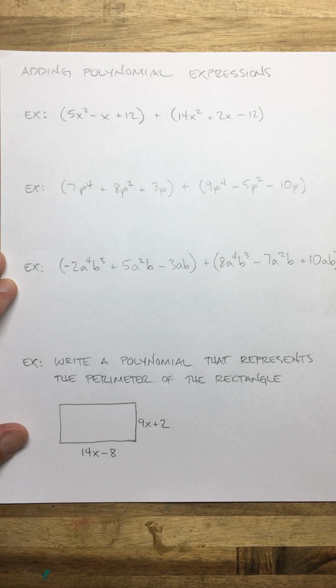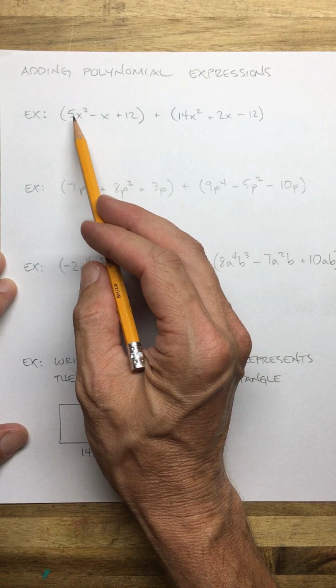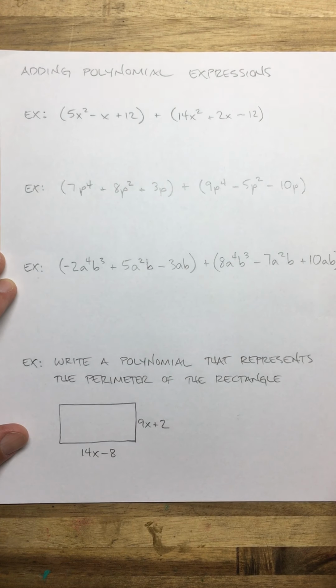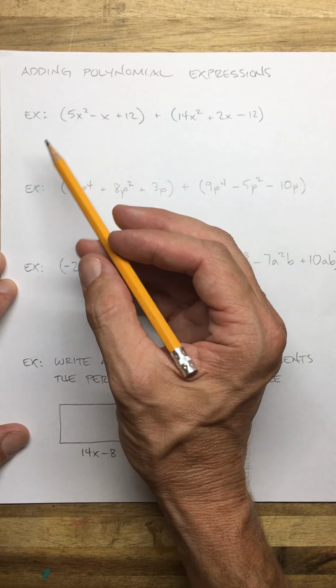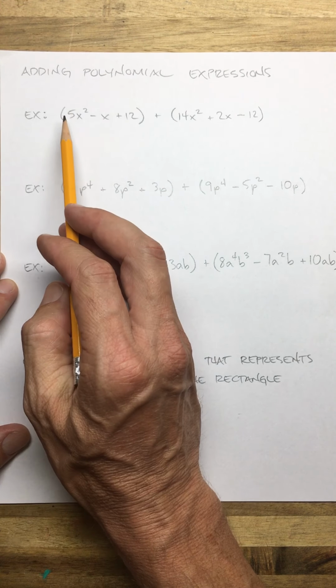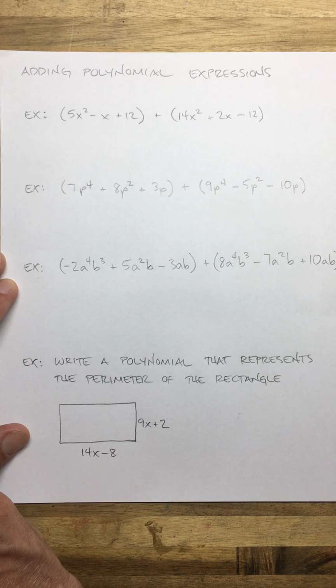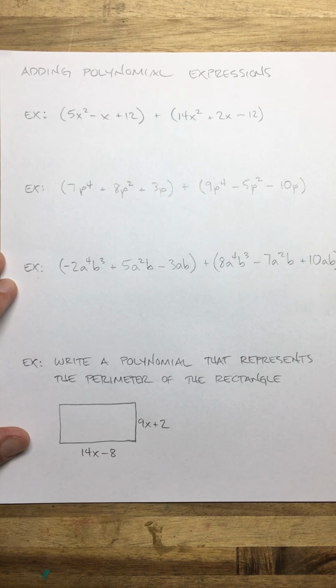Let me just ask you, what kind of a polynomial is this? That's right, it's a trinomial. What's the degree of that trinomial? That's right, it's 2. How about the leading coefficient? Perfect, it's 5. And how about the constant? That is 12. Okay? All right, so let's go ahead. This is what we're going to do.